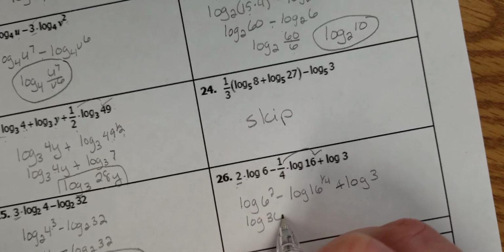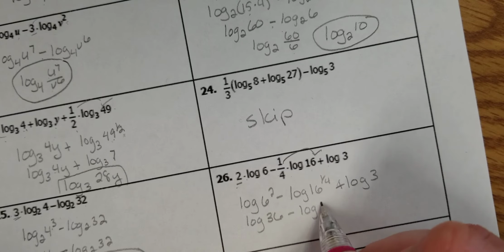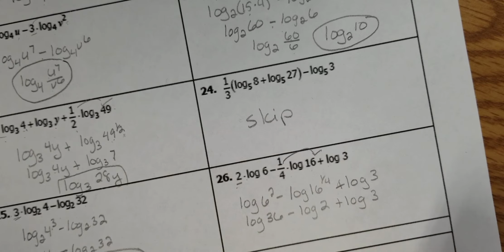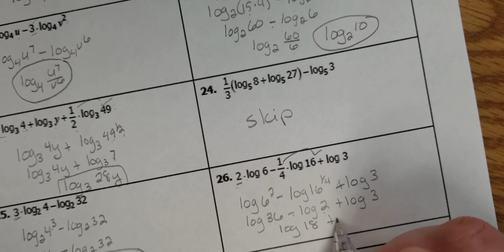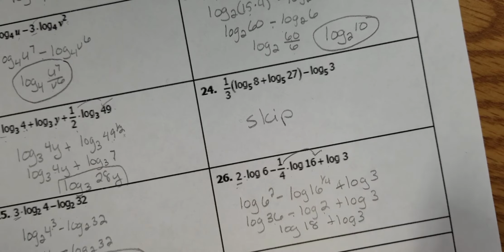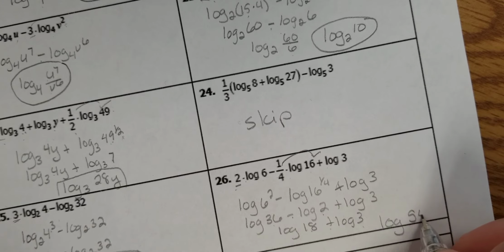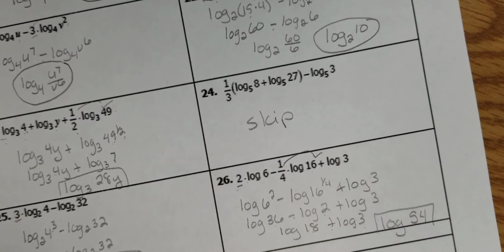So over here we have log of 36, because we did 6 squared, minus log of 2 plus log of 3. So you're going to start with the subtraction. So 36 divided by 2 becomes log of 18 plus log of 3. And so since now we have addition, we're going to use the product rule. So 18 times 3. So we have log of 54 as our final answer.